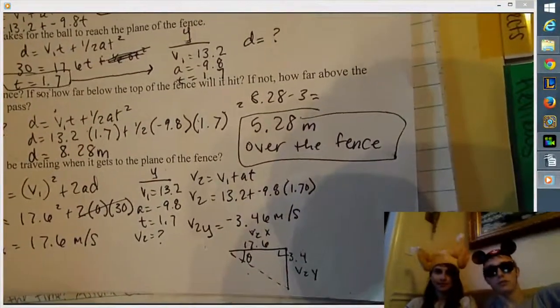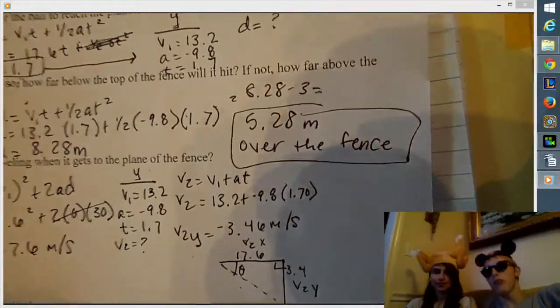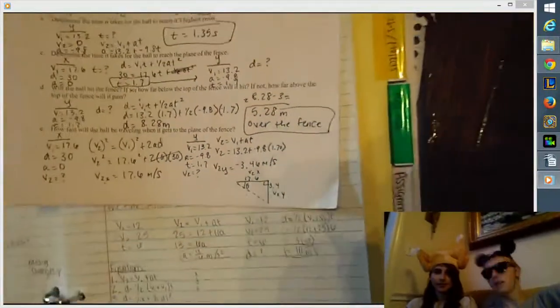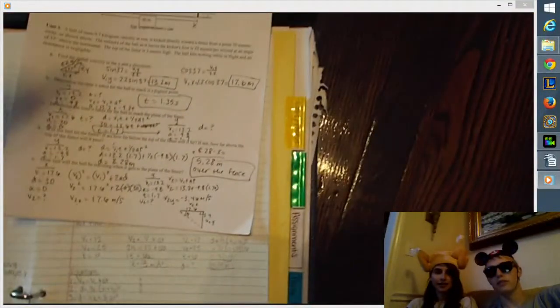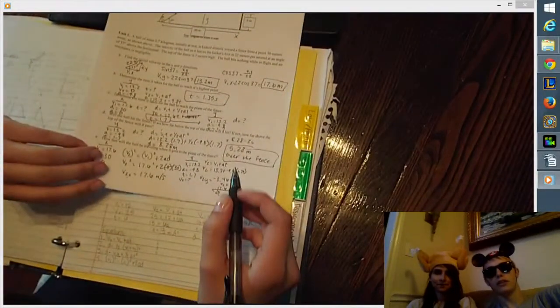5.28 meters over the fence was from our previous problem. Hey, well, you're taking forever to get to the next thing, so we might as well leave some in-between time. Yeah, the paper stuff's going down. Okay. All right, she's writing now.